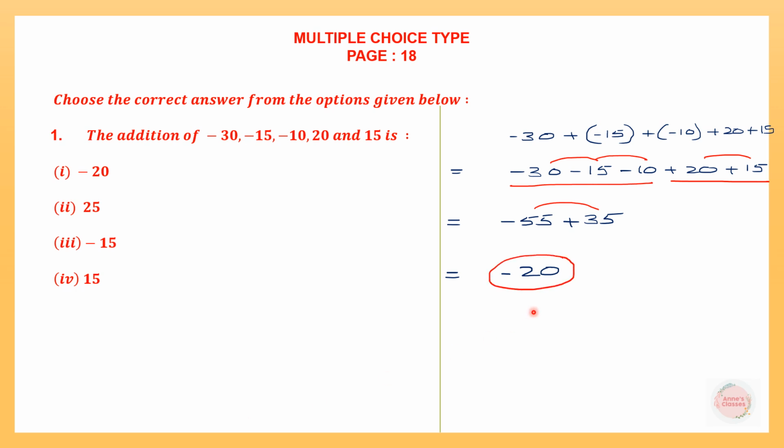Now look for this answer in the options. We have four answers here. Our answer is minus 20, which is option 1. So our answer here is option 1.